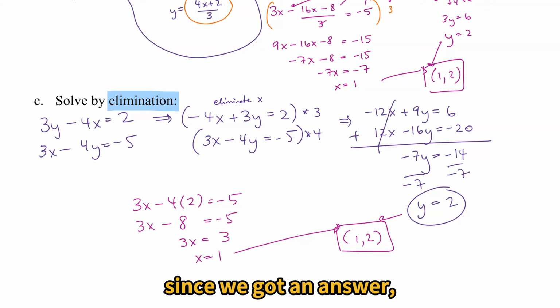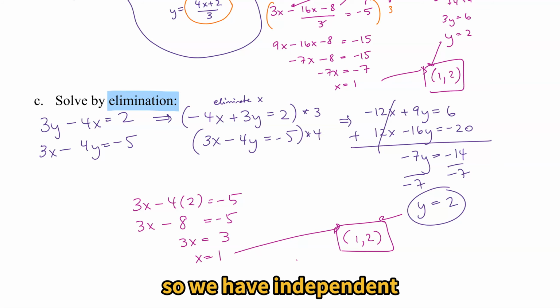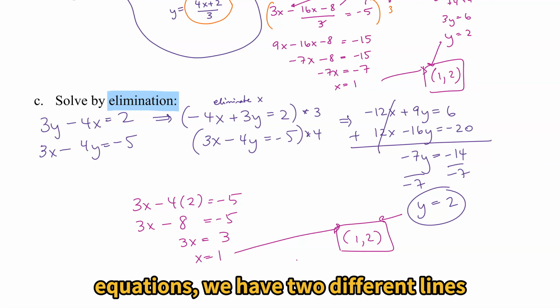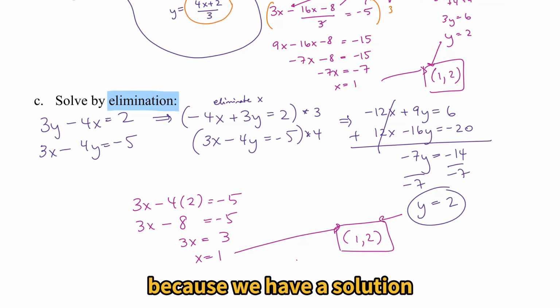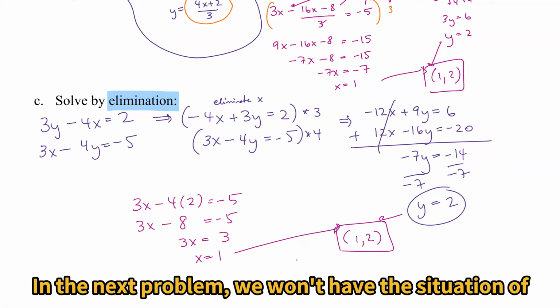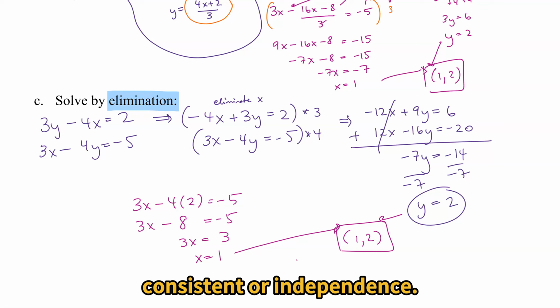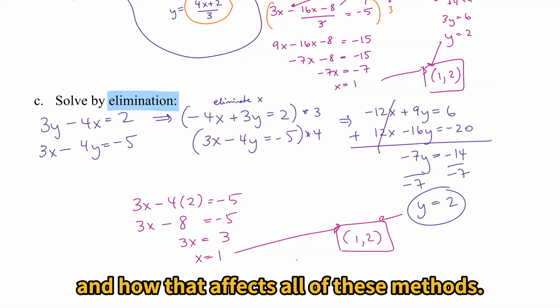In this situation, since we got an answer, the system is consistent and the equations are independent. We got one answer, so we have independent equations. We have two different lines graphed, and the system's consistent because we have a solution. Next up, we'll look at one more problem. In the next problem, we won't have the situation of consistent, or independent. We'll see what happens when one of those changes and how that affects all of these methods.